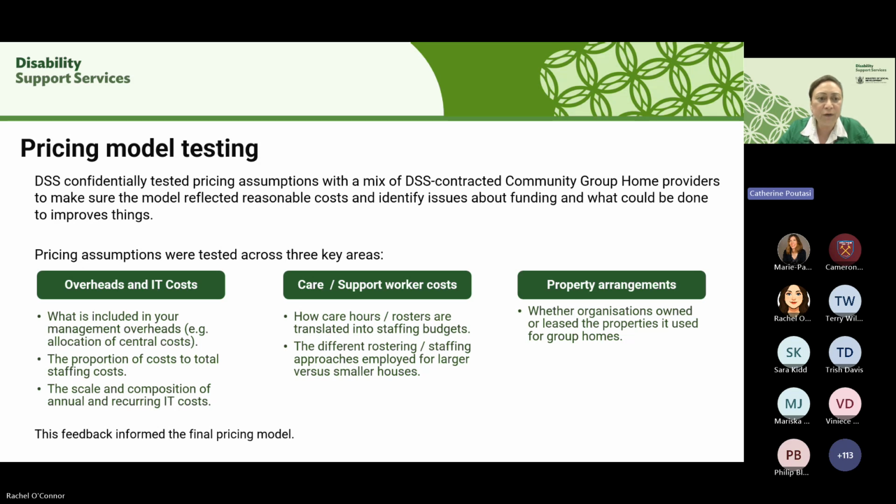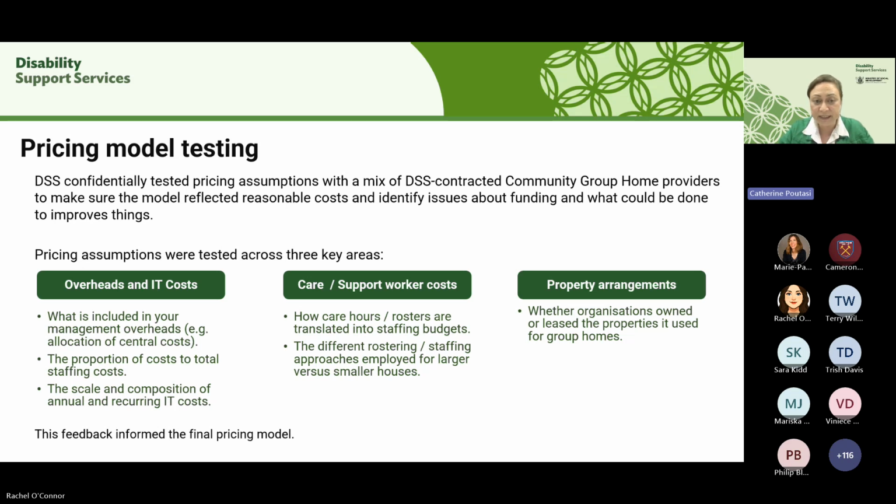We went through a confidential testing process and we looked at pricing assumptions with a mix of currently DSS contracted community group home providers. And we wanted to make sure that the model reflected reasonable costs. We wanted to identify issues about funding early on and what we could do to improve things.